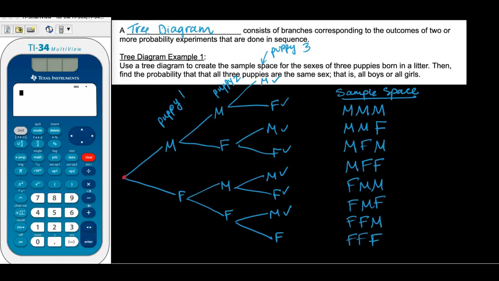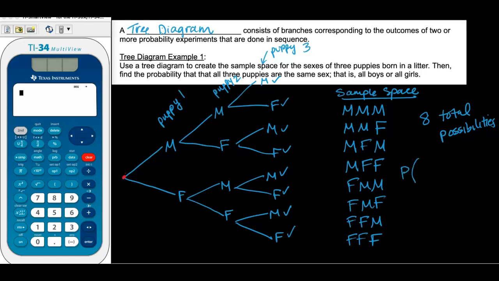And you can always double check if you forget to check them off like I did. You can just count the ends of the branches. So 1, 2, 3, 4, 5, 6, 7, 8. That tells you there should be 8 total possibilities. And then just double check your sample space is 8. So 1, 2, 3, 4, 5, 6, 7, 8. That's a really quick way to just double check. And then we're going to do the follow-up probability question.